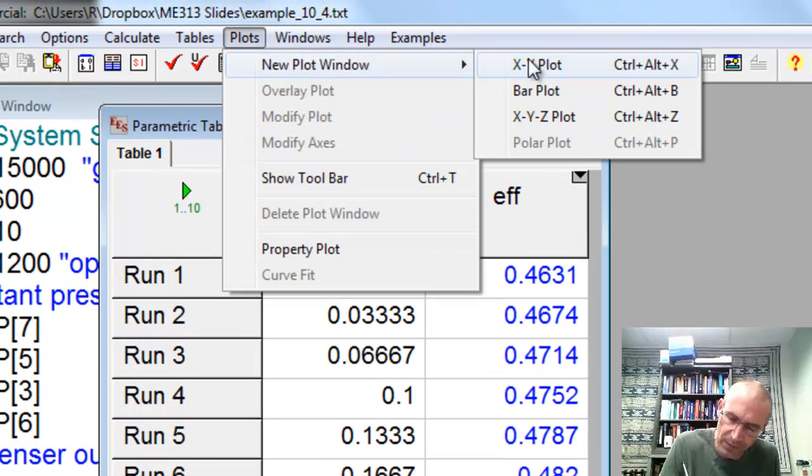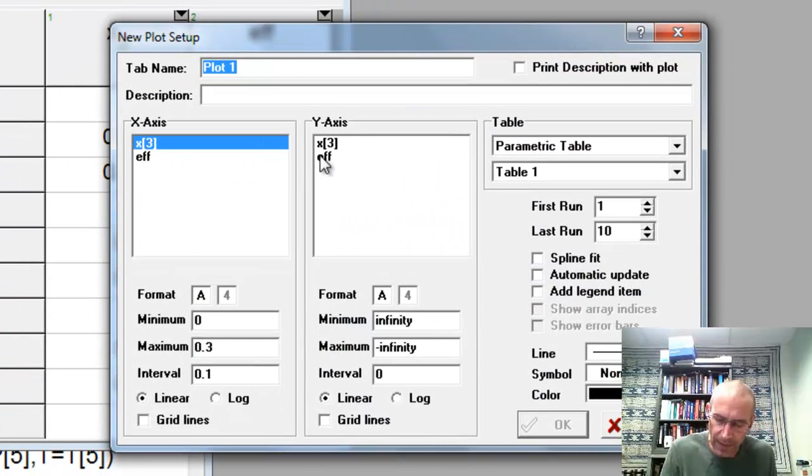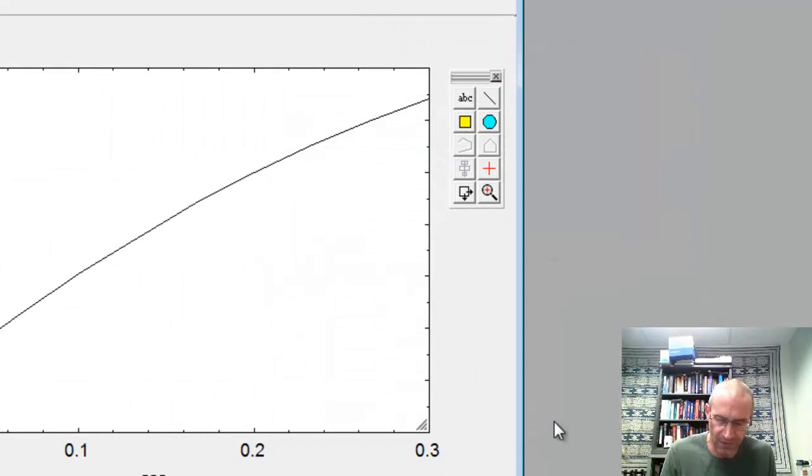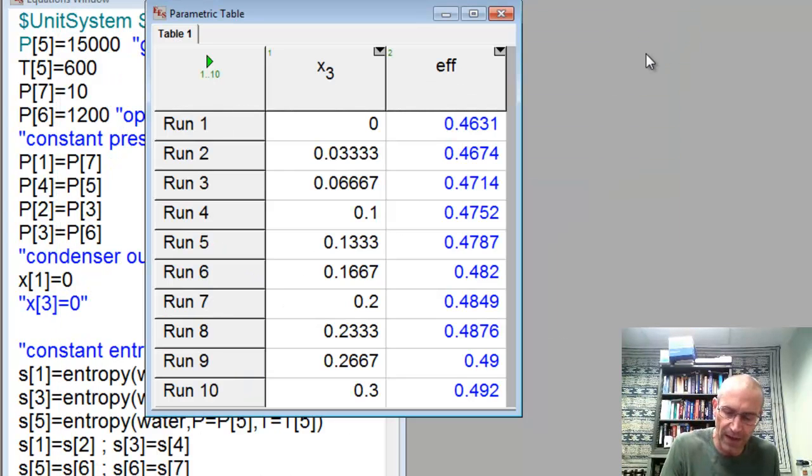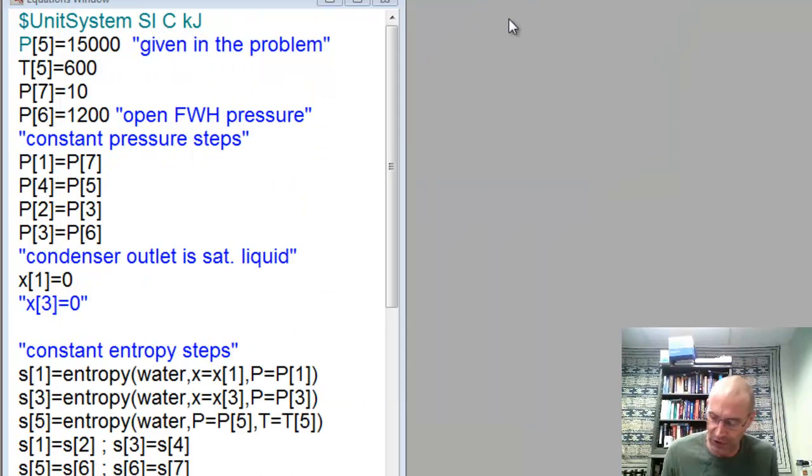So let's create a plot window. This will be an XY plot. I'm just going to have X as a function of the efficiency here. So now I've got the efficiency as a function of the outlet quality from 0 to 0.3. We see actually the efficiency increases. So what that seems to indicate is that we actually would want the outlet from the feed water heater not to be a saturated liquid, but maybe somewhat superheated. And that's not necessarily true. And so let me explain why that's not necessarily the way that we want to do it.